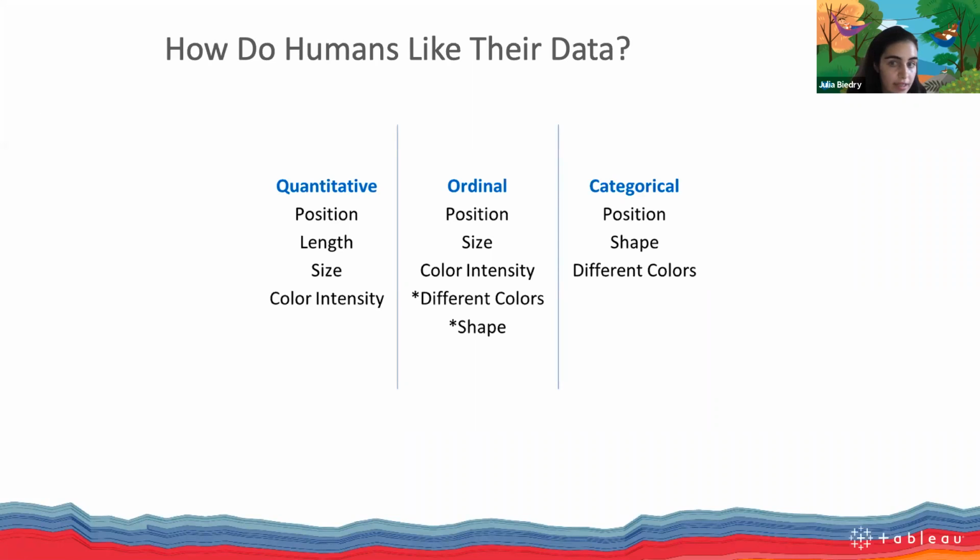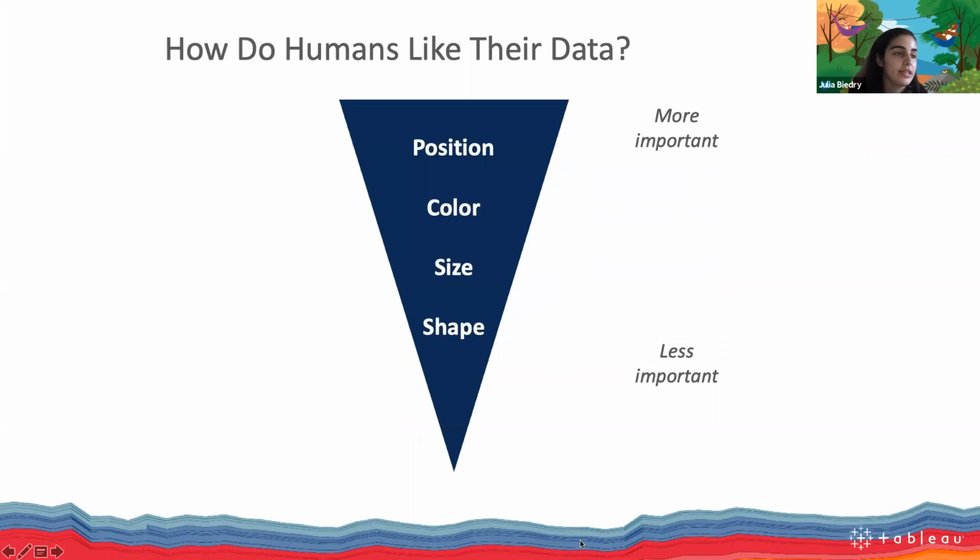So how do humans like their data? Again, thinking back to those pre-attentive attributes, these are the things that we want to think about when we're arranging our data in Tableau: position, length, size, color intensity, different shapes, different colors. And so we have those three types of data that we just discussed split up here. And these are different suggestions on how to visualize those types of data when we interact with them. When it comes to these different pre-attentive attributes, there's a couple more that jump out right away, whereas some take a little bit longer to process. So position would be more important here, followed by color, size, and shape.